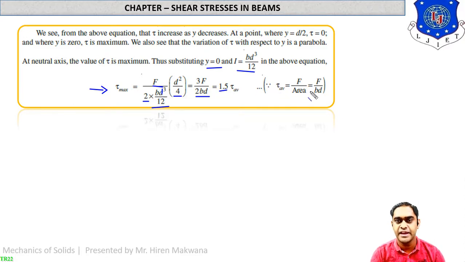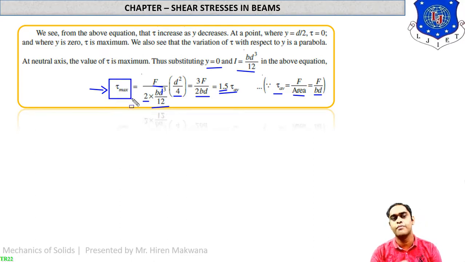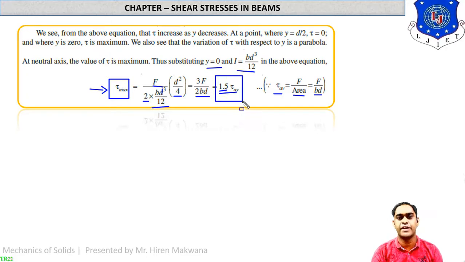Now what is F by bd? F by bd, b into d means area of the rectangle. So F by bd will give you F upon area, means shear stress. Force upon area is known as shear stress, which is the value of average shear stress. Total force upon total area of the rectangle will give you the average shear stress. So the final equation is 1.5 times tau average. So we are getting tau maximum is equal to 1.5 times tau average. So tau maximum is equal to 1.5 times F upon area b into d for the rectangular section.